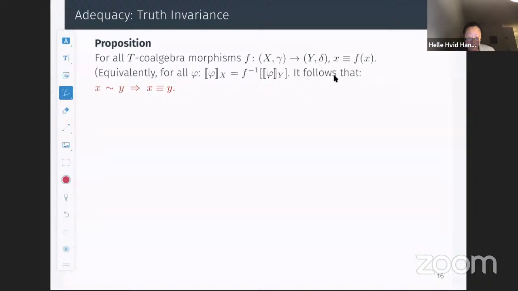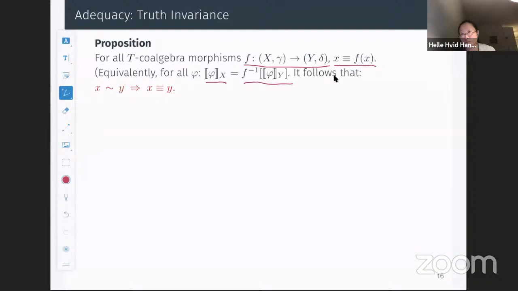What is now nice about this definition in terms of predicate liftings is that we can prove adequacy or truth invariance at the coalgebraic level. So in other words, for all T coalgebra morphisms, so from one T coalgebra to another, x and f of x will satisfy the same modal formulas. Put differently, for all modal formulas phi, the truth set of phi in X is exactly the inverse image under f of the truth set in Y. And from this, since we know that indeed behavioral equivalence is obtained by having a cospan of morphisms, it follows that if two states are behaviorally equivalent, then they also satisfy the same formulas.